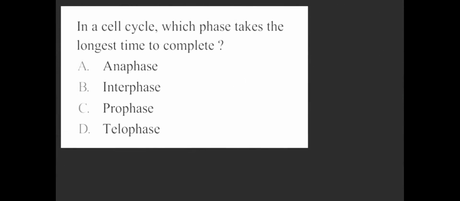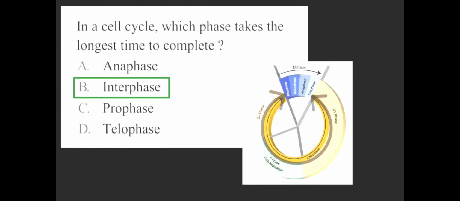In a cell cycle, which phase takes the longest time to complete? A. Anaphase. B. Interphase. C. Prophase. D. Telophase. And the correct answer is B. Interphase. Interphase is the longest part of the cell cycle. This is when the cell grows and copies its DNA before moving into mitosis.